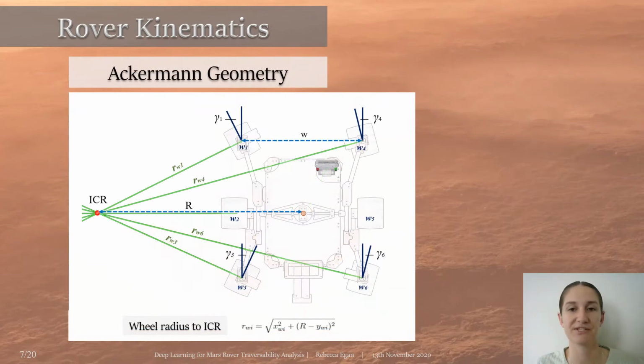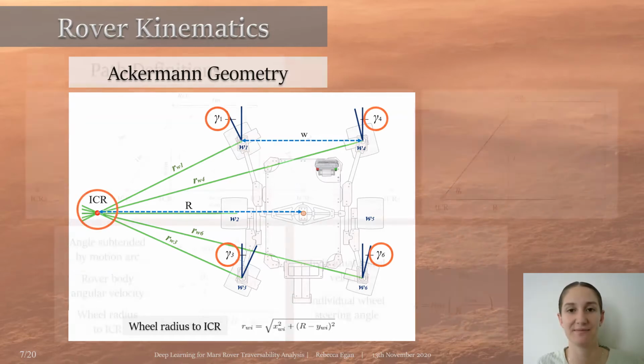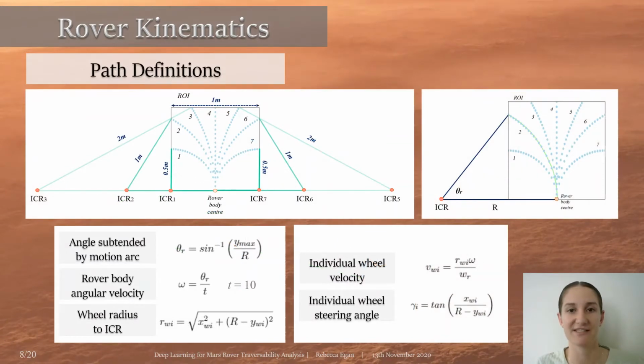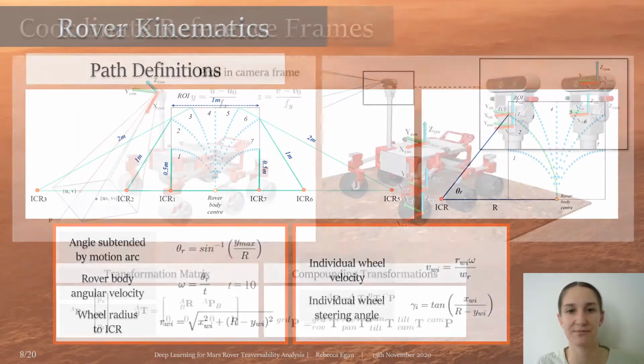The rover motion is constrained by the Ackermann geometry, accounting for the difference in steering angle and velocity for each wheel given a common instantaneous center of rotation, or ICR. 7 candidate arcs are defined in a 1 meter square region of interest in front of the rover. The angle defined by the arc and the rover body velocity are solved. Then, the individual wheel velocity and steering angles are solved and utilized as the input parameters in simulation.